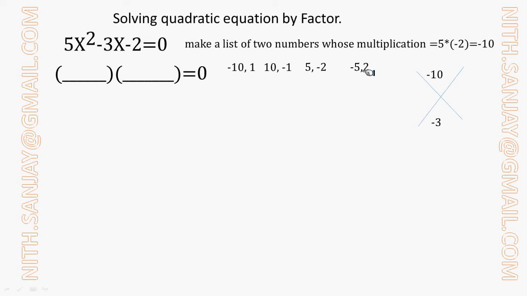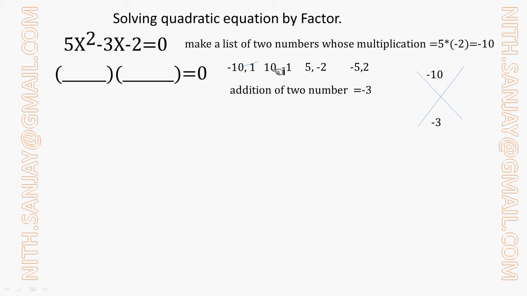The next thing is same as the earlier example. The addition of both two numbers should be equal to minus 3. Okay, because the addition of both the numbers has to be equal to the coefficient of x. Okay, now we will take one by one. Here, if I add those two numbers, it will add up to minus 9. So this is not my pair. I will reject it. I will take the next pair.